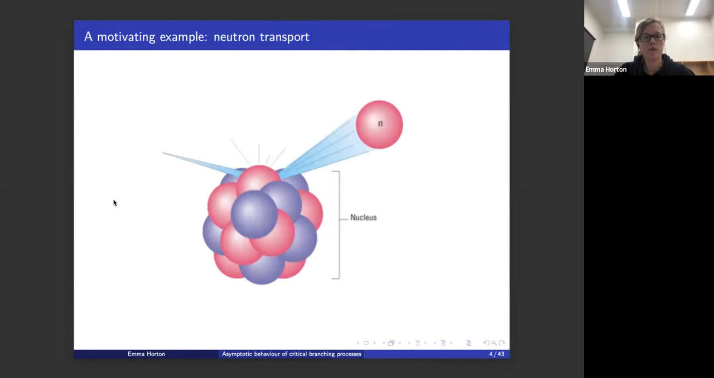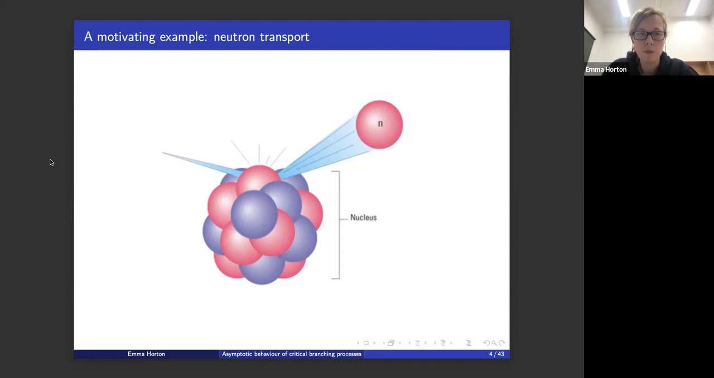Okay, so the motivation comes from, as I said, this neutron transport equation, which describes the evolution of nuclear fission in reactors. So how these processes move: you start off with a single neutron in a reactor, and it has some position and velocity, and it will move in a straight line until it collides with different materials. It could be uranium, plutonium, whatever in the reactor.